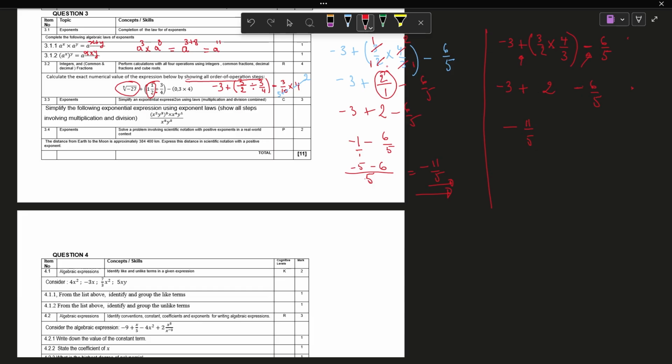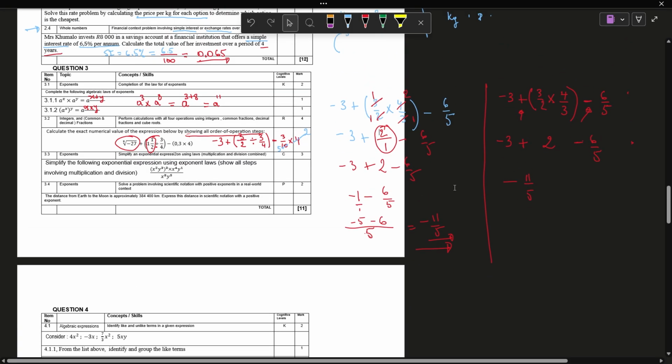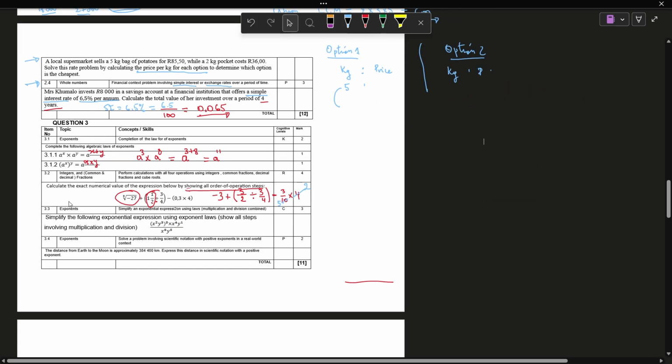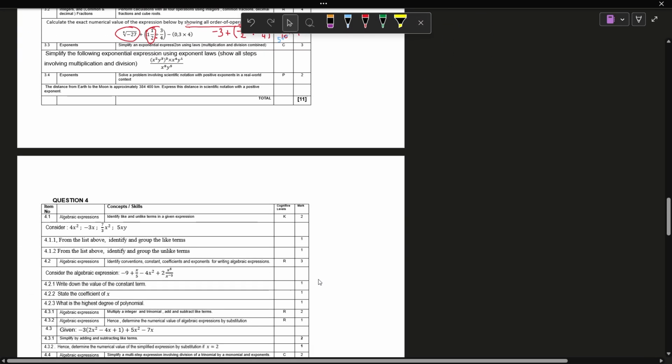Okay, the next one, simplify the following exponent expression using exponent laws. Okay, so I think here we need some space. I'll have to delete this. I'm going to use my lasso to select everything here and delete. Okay. So what do I have here in 3.3?